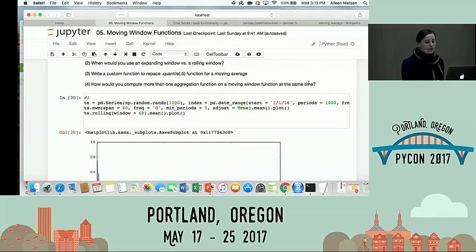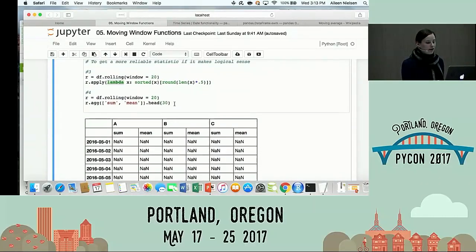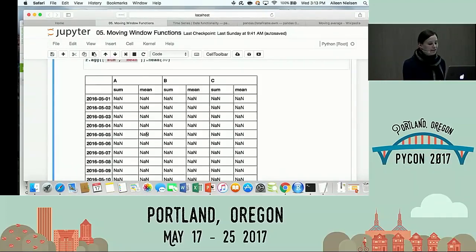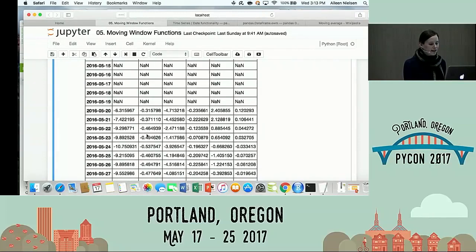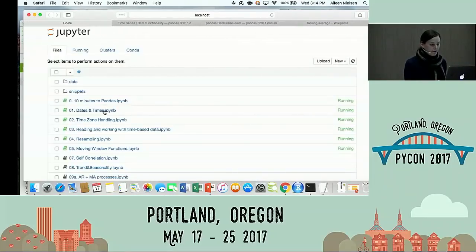And then finally, what if you wanted to compute more than one aggregation function at a time with your rolling window? Well, you can do that with df.rolling. It's just like a df.groupby for people who are familiar with Pandas again. I can do a .agg and have lots of methods that I want to compute, right? I can do a sum and a mean for all of my columns at the same time. I can also stick in custom lambda functions as part of my aggregation. Okay, so those are moving windows.